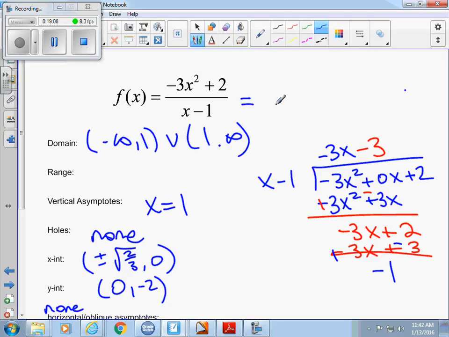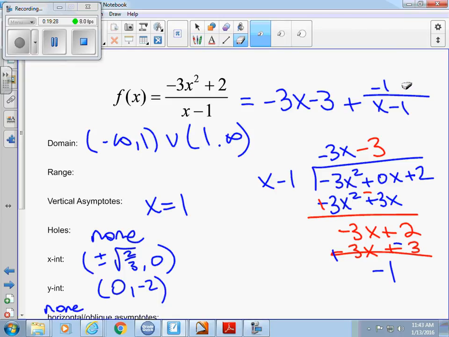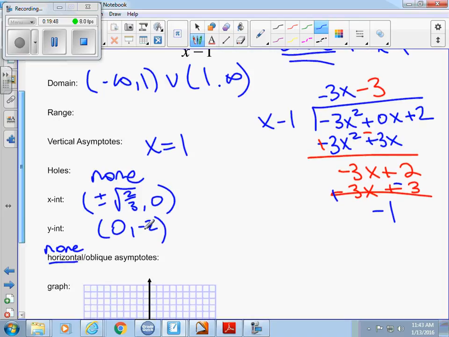But I could rewrite this. This was done with division, right? So this equation is completely equivalent to negative 3x minus 3 plus negative 1 over x minus 1. That's what we did. We divided. And the remainder is the leftover portion. Again, way more information than you ever need to know. But the why behind this is as x gets really, really big, this piece goes to 0, right? And so as x gets really, really big, it looks like that. The answer is the quotient. Y equals the quotient.